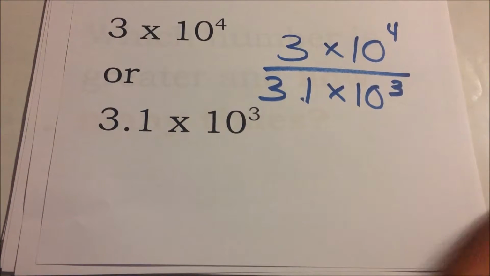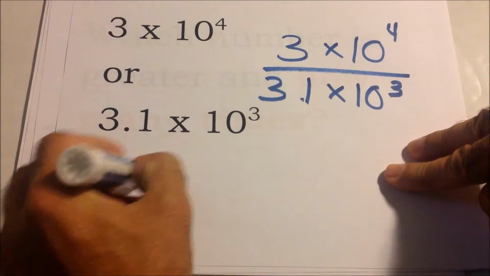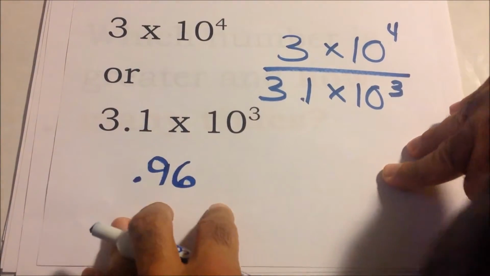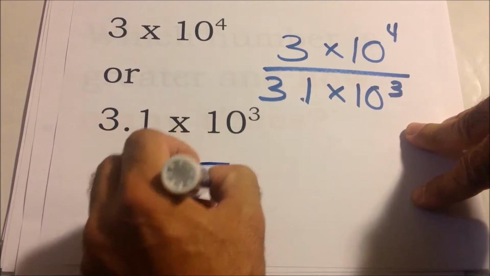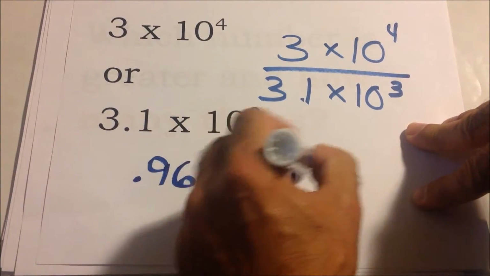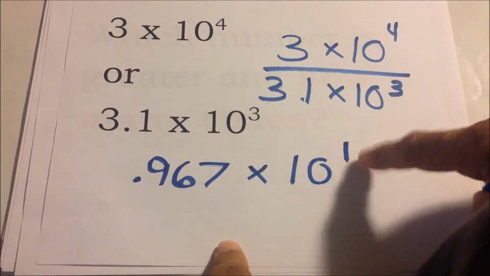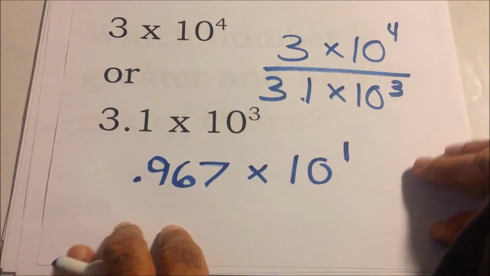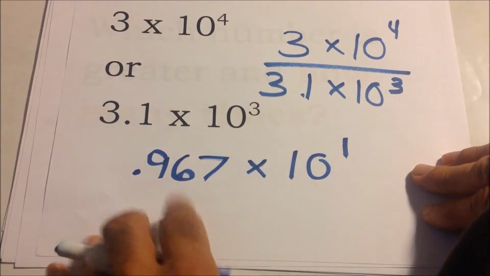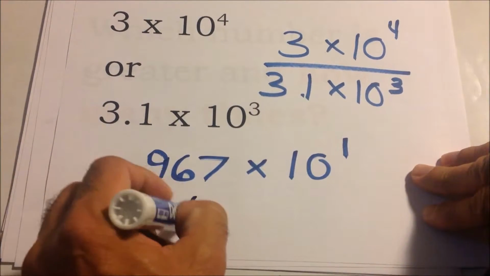So if you divide that, you're going to get a long number. So it's going to be 0.96. We can stop there. Well, let's put one more number. 0.967 times 10 to the 1st power. Now remember, you don't really have to put the 1 there. This is not in scientific notation, right? We have to fix it. So it's going to be 9.67.